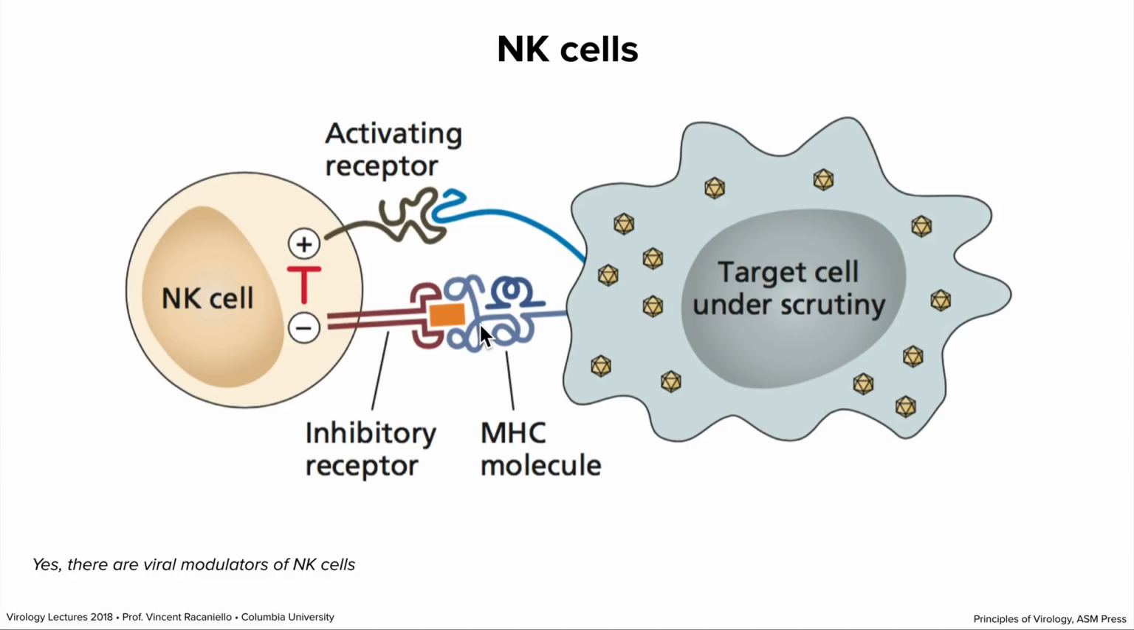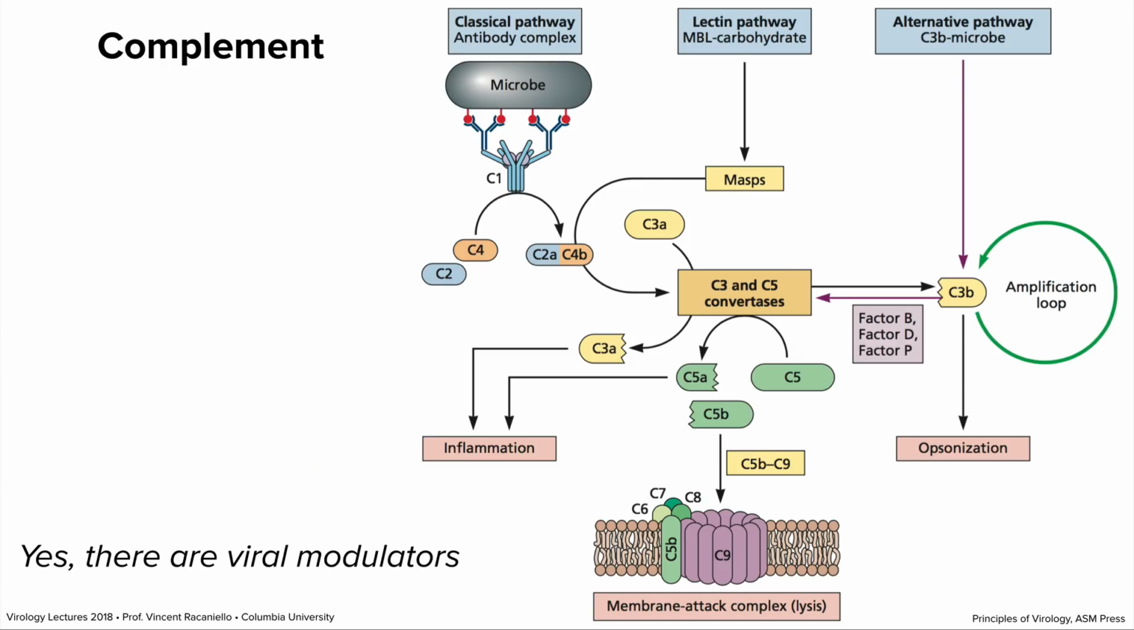So the NK cell comes along. If it does not sense the presence of MHC on this cell, the activating receptor will lead to NK killing of that cell, assuming that it's infected because there's no MHC on the surface. And yes, there are viral modulators of NK cell activity as well. Otherwise, again, there would be no virus infections.